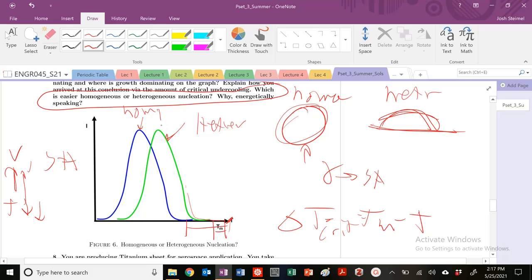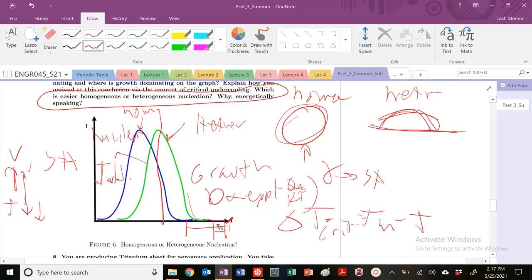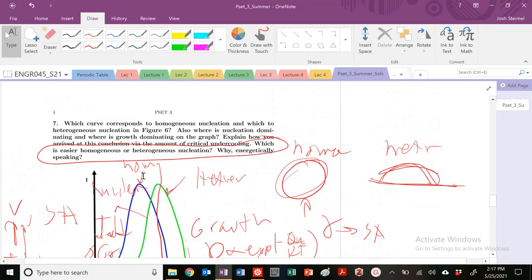So if I look at this particular particle, I know that growth is dominating here. Why? Because growth is dominated by diffusion. That is an Arrhenius relationship, minus QA divided by KT. And here, on this side, I know that nucleation is dominating. Why is it dominating? Because, again, my temperature is very, very low. And my Arrhenius relationship there is essentially governed by that delta GR equation. So, yeah, that's pretty much it there.